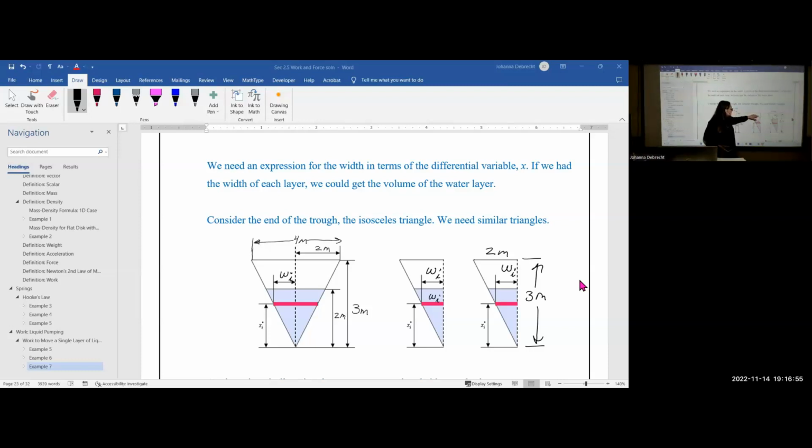So when I'm looking at this, if I cut half of the top, then instead of 4 meters, I have 2 meters. So this measure here at the top is 2 meters. I don't know what this measure is. That's what I'm trying to find, the length or width rather of that pink box. That's W sub I. I know it's at a height of X sub I, and I know the entire tank is 3 meters tall, but that gives me my similar triangles.